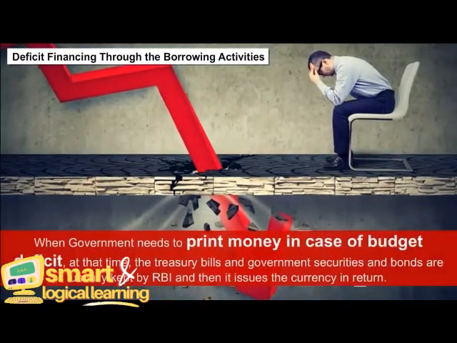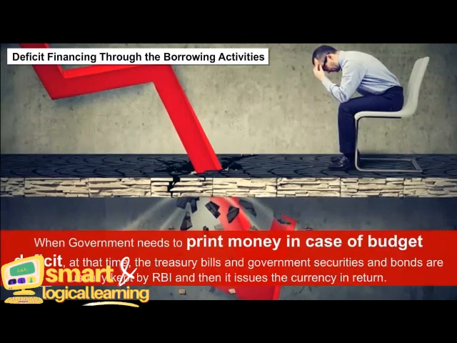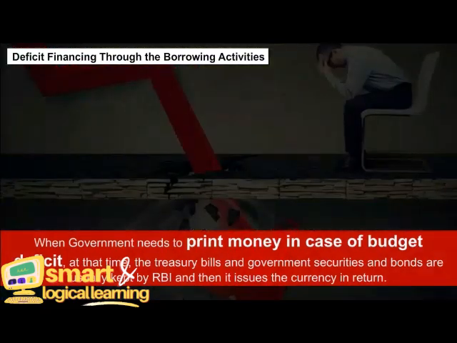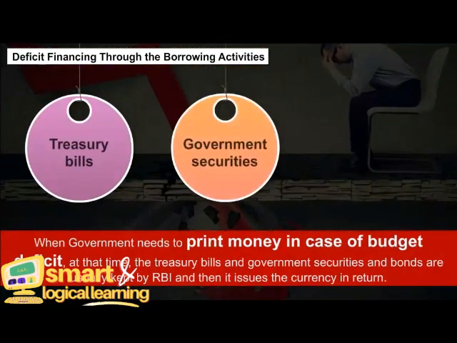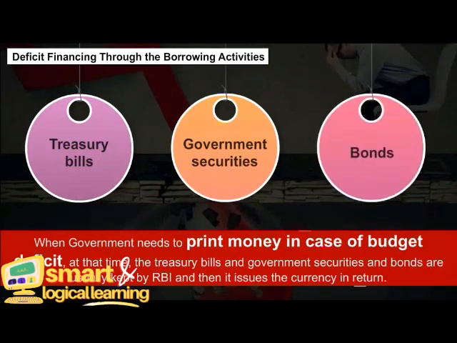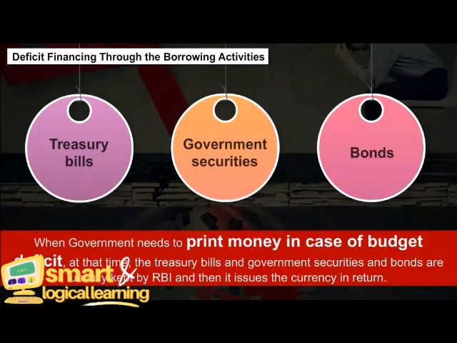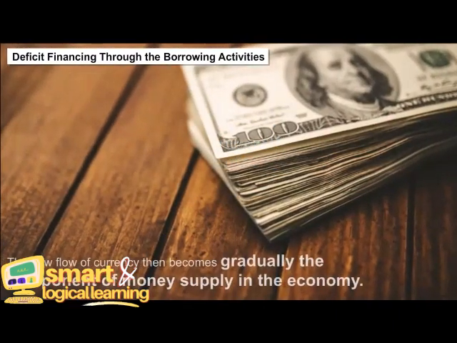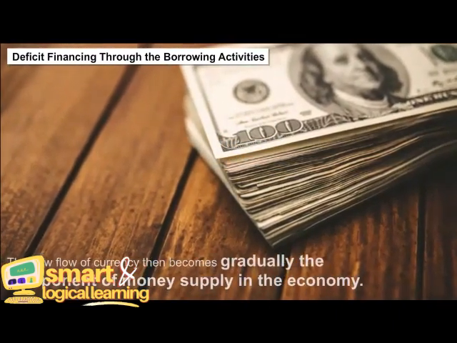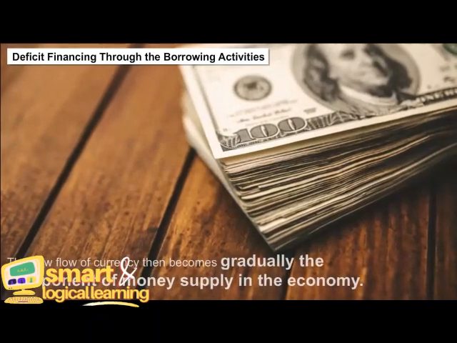When the government needs to print money in case of budget deficit, at that time, the treasury bills, government securities and bonds are usually kept by RBI, and then it issues the currency in return. The new flow of currency then gradually becomes a component of money supply in the economy.